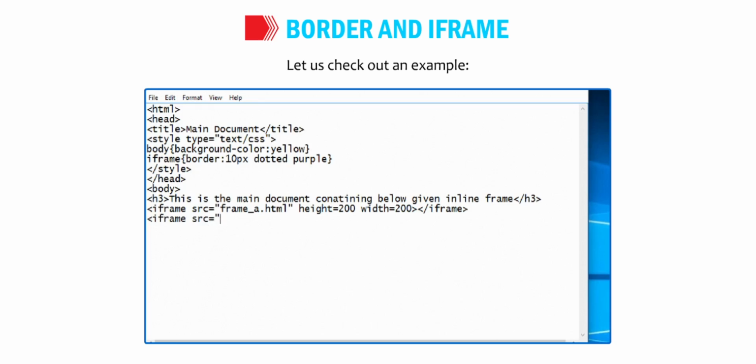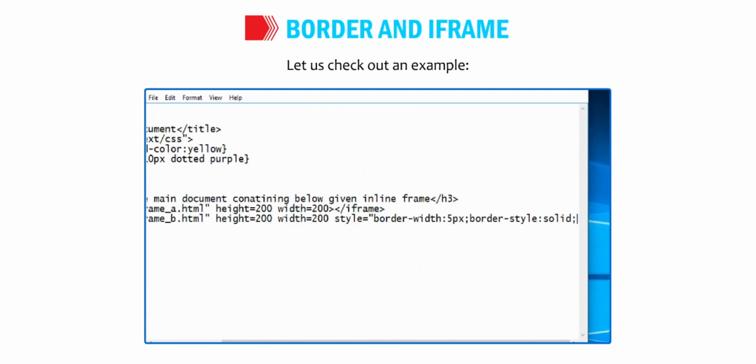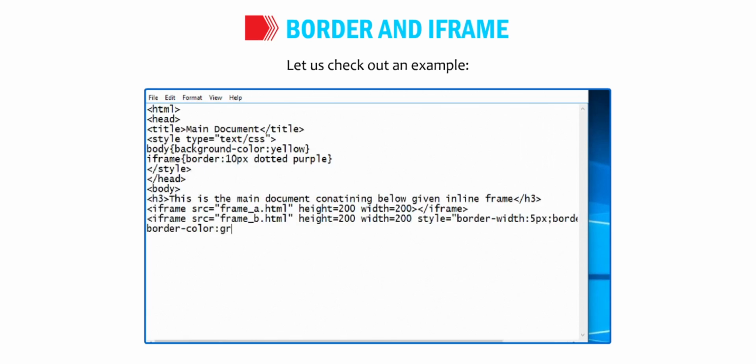iframe src equals "frame_b.html" close. Height equals 200. Width equals 200, style equals "border-width: 5 pixels; border-style: solid; border-color: green" close, /iframe. iframe src equals "frame_c.html" close. Height equals 200, width equals 200, style equals "border: none" close, /iframe. /body, /html.